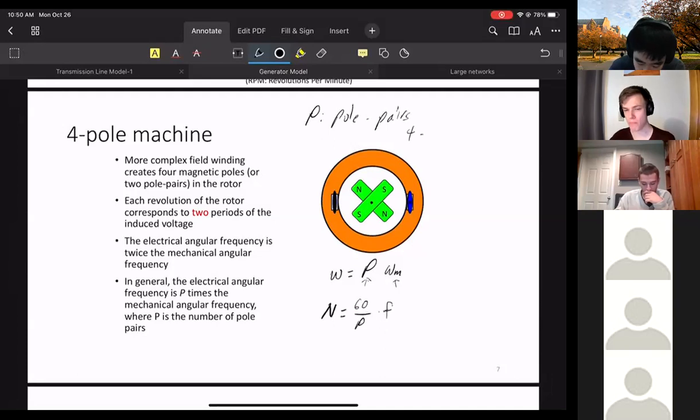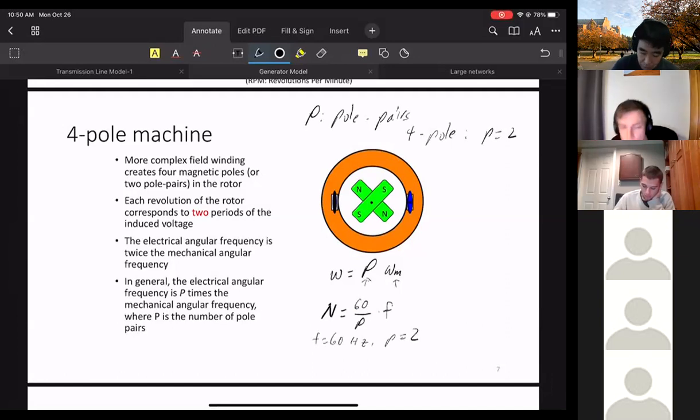So four poles, this is P equals 2. So a two pole machine is P equals 1, a four pole machine is P equals 2. So if your frequency is 60 Hertz, and the number of pole pairs is 2, then the turn speed we need from the actual generator is 1800 RPM. So this is how you get the generator to turn slower, right?